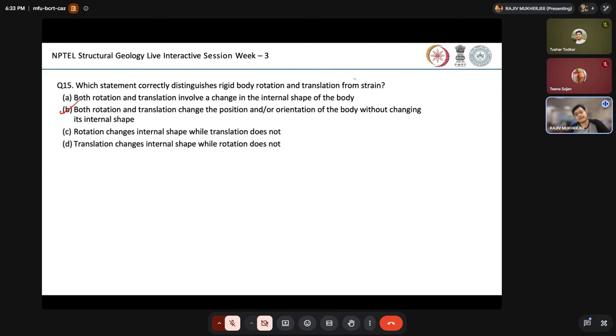That is the deformation or strain. So any deformation event has four components, right? One is rotation, translation, dilation, and distortion. So strain or distortion is essentially different from rigid body translation and rotation. So option B will be the correct answer.